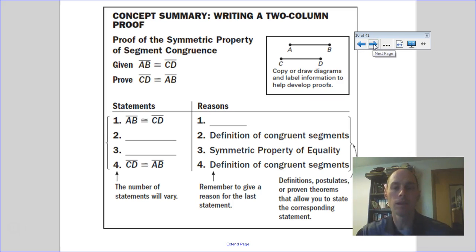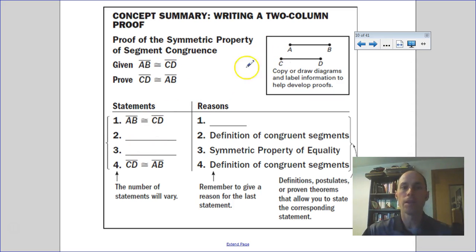Okay, so just another summary of how a two-column proof works. So proving the symmetric property of segment congruence. If I know AB is congruent to CD, I want to prove CD is congruent to AB. So we're just proving that symmetric property. It seems kind of an odd thing to prove, but if we can list the proof for it, we know it's true all the time.